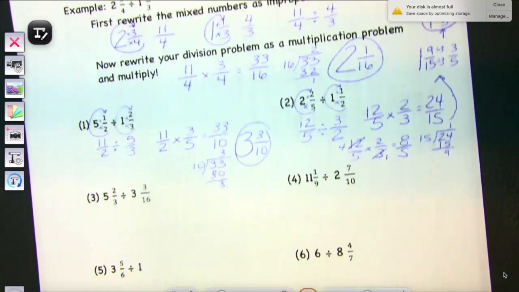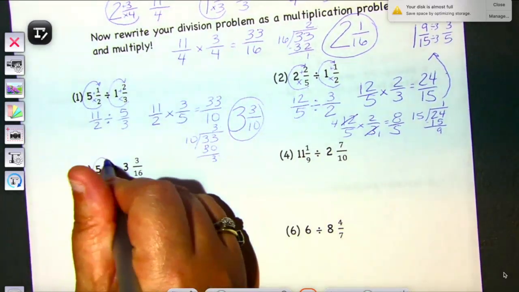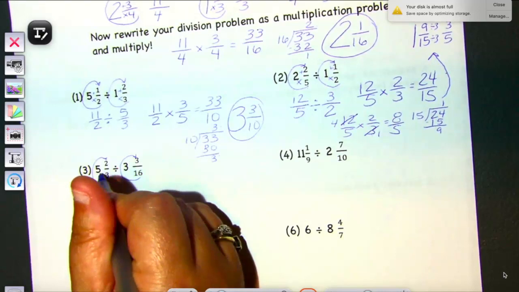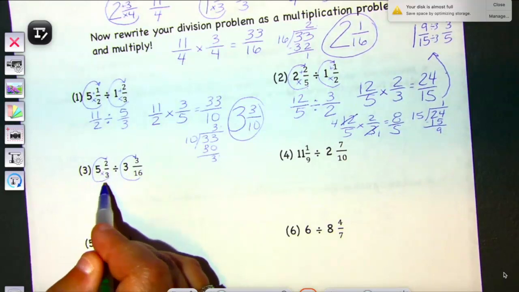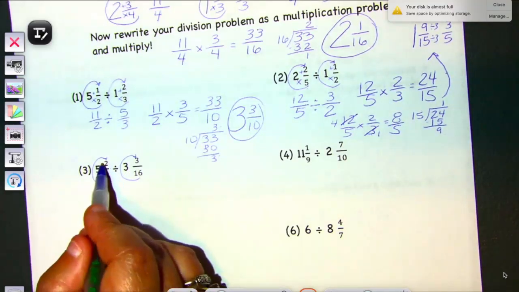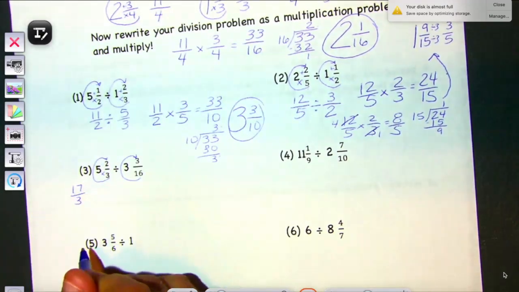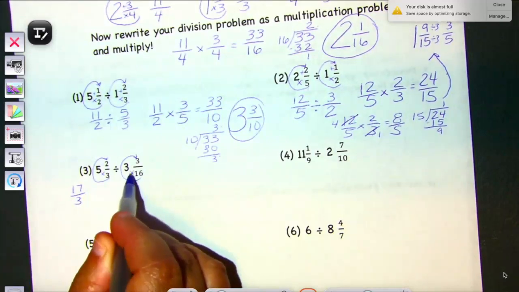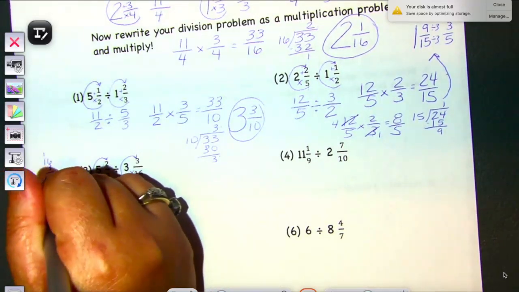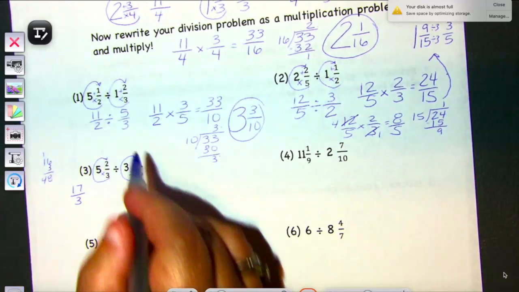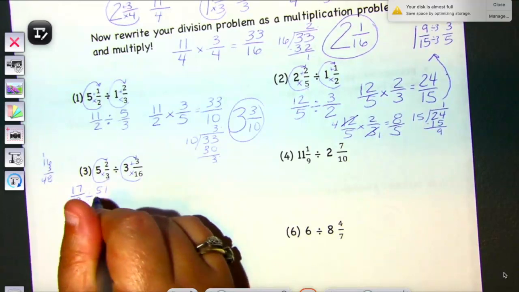All right, so let's go ahead and try our next one. We have 5 2/3 divided by 3 3/16. So let's go ahead and change them to improper fractions first. So I'm going to do 3 times 5 is 15, plus 2 is 17. So I'm going to write it kind of over here, 17/3. And then let's change this one, 16 times 3. Let me do that out on the side of my paper. 48 plus the 3 on top. 48, 49, 50, 51. So it would be 51/16.